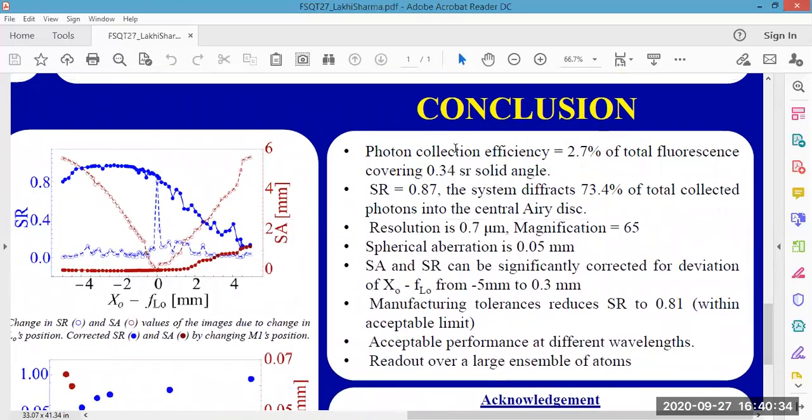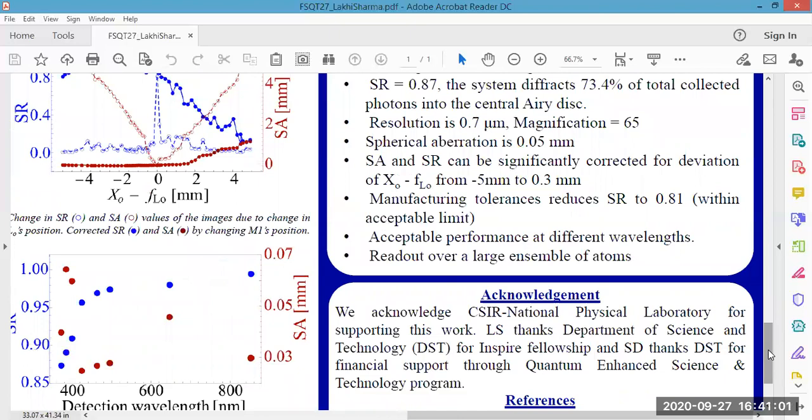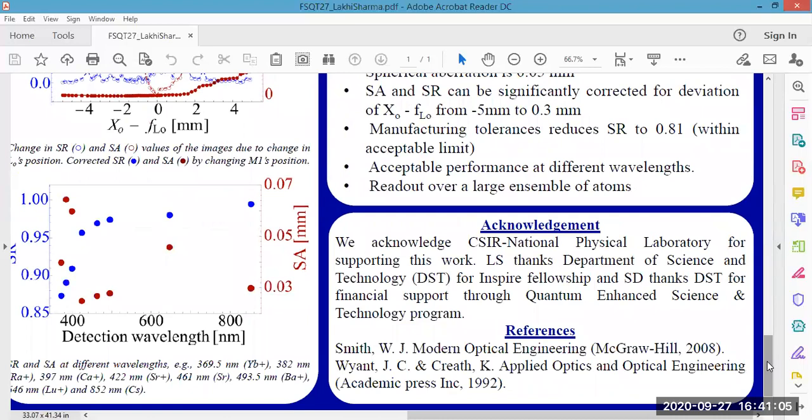So basically, we have designed a very good imaging system having a good collection efficiency, satisfying the Rayleigh criterion, and able to resolve species separated by a very small distance. Spherical aberration is minimized, and the adaptability of the system is really good. The manufacturing and assembly tolerances give results within acceptable limits, it works at different wavelengths, and it gives a very good view of a large ensemble of atoms. So that's all about my poster. Thank you so much for listening.